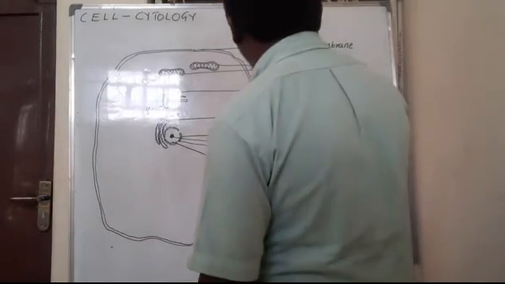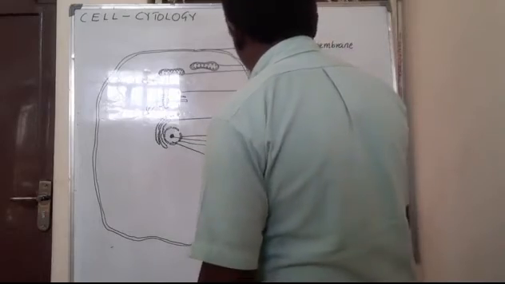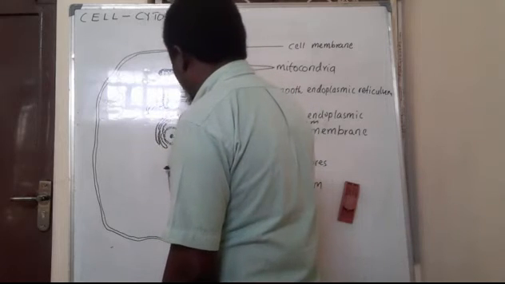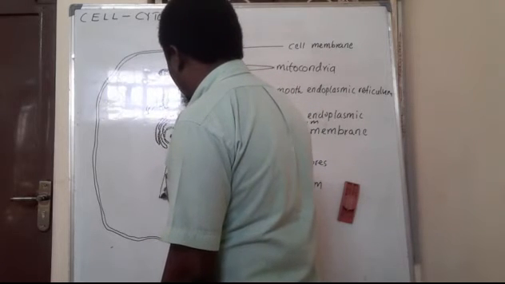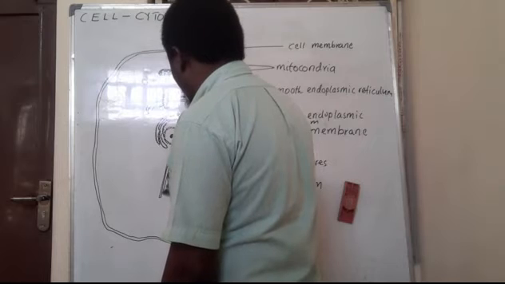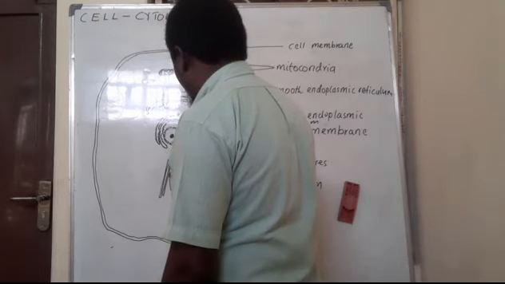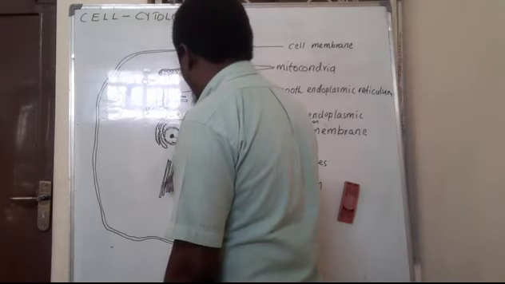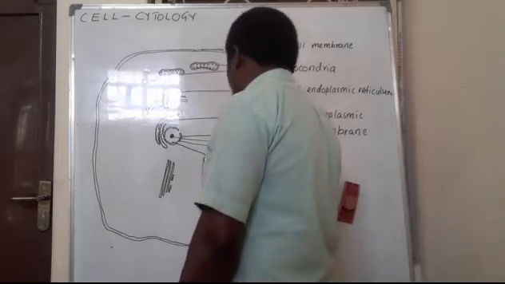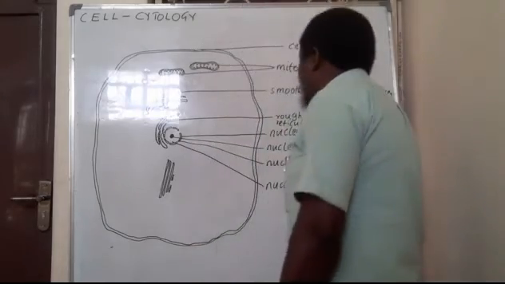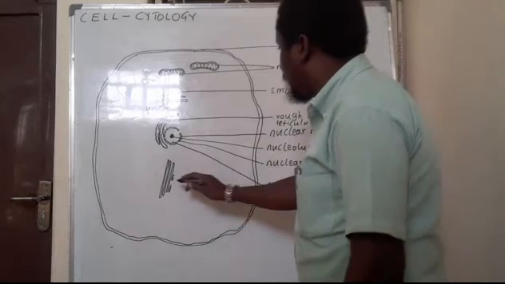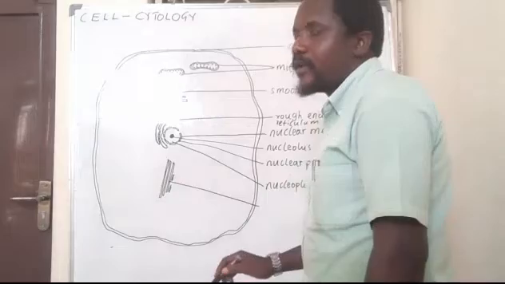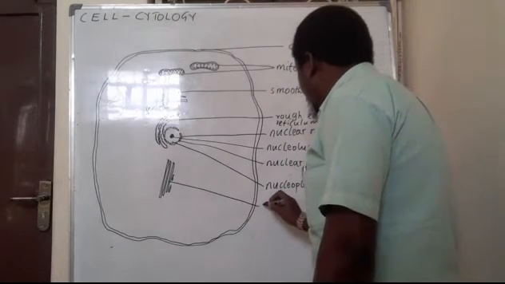There is another important structure which is called the microtubule. These microtubules play a cytoskeletal role. That is, they give support to the cell. We call them microtubules.